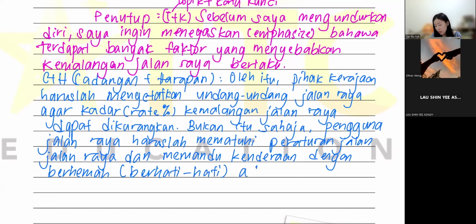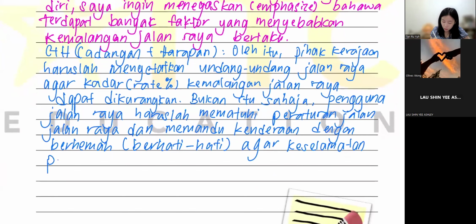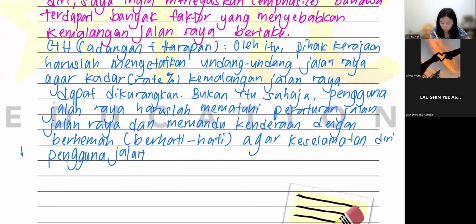So what is the good thing that will happen? You cannot repeat again. You can reduce the rate for kemalangan jalan raya. Other than that, what is the good thing that will happen? Keselamatan diri. Oh, okay. Terjamin, not dijamin. Okay. Keselamatan diri, your own safety, dan pengguna jalan raya dapat terjamin. I can just put terjamin, guarantee.